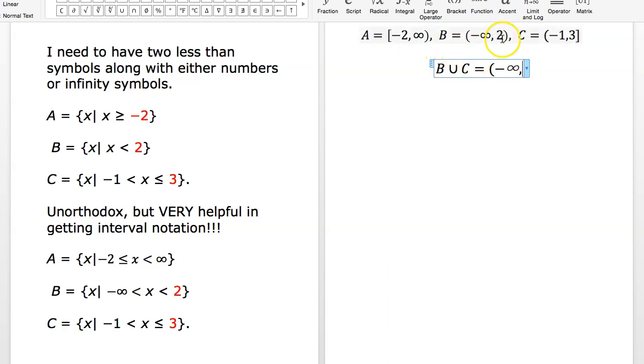And now we look at the right guy. 2 or 3. Which one is further to the right? 3. Now, does 3 have a bracket or a parenthesis? Actually, it has a bracket. If you'll look at C right here, we have a bracket right here. So we put a bracket, well, not right there, but right here.